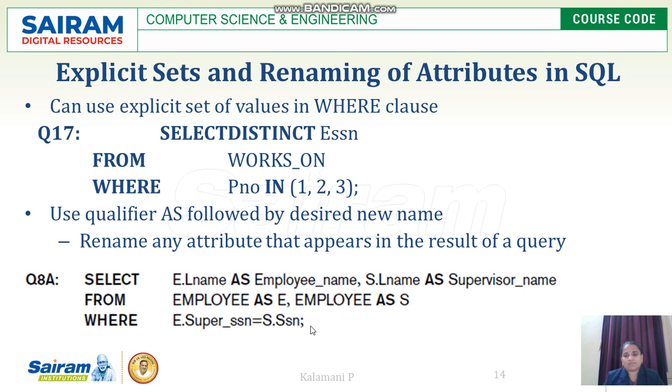equal to S.SSN. Suppose, for example, in our college database for the student table, initially I gave USN, but when printing I want to print it as register number, REGNO. Then I can give: select USN as REGNO, register number, from student where the condition, suppose CSE student details I want to print with the register number format, where department equal to CSE. We can give it like this. So AS is used for renaming the attributes.